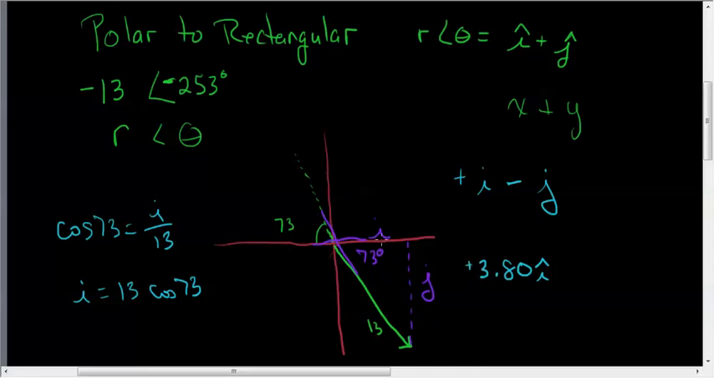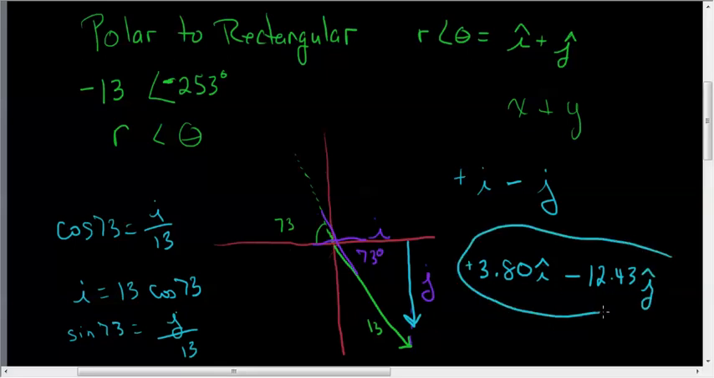And then j is opposite, and we know the hypotenuse. So opposite and hypotenuse, we're going to use the sine. The sine of 73 is j over 13, where j is 13 sine 73, which our calculator tells us is 12.43. But we look at this and we say that 12.43 is in the negative direction. So negative 12.43 in the j. Okay, the little carets represent vectors.